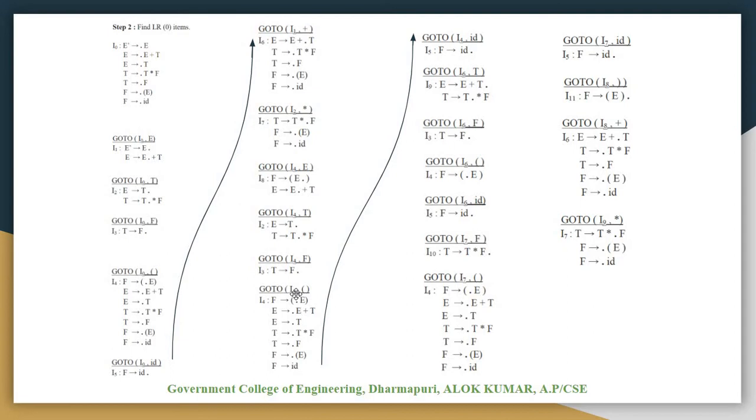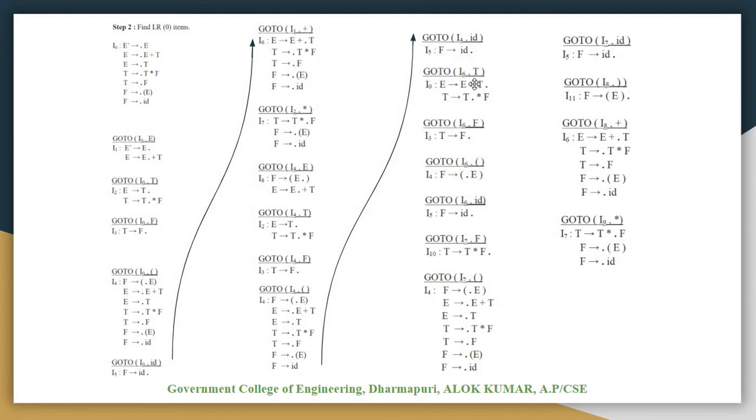Okay, now this one is goto I4 comma opening parenthesis, dot E and closing, so this one is the closure of E, and after that the closure of T, after that the closure of F. Okay, so these items we have already found, that is I4. After that, this one is goto I4 comma ID, this one is F generating ID dot. We already found this I5 item, so we are going to keep this one as it is.